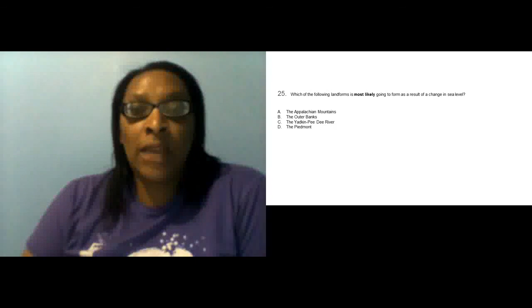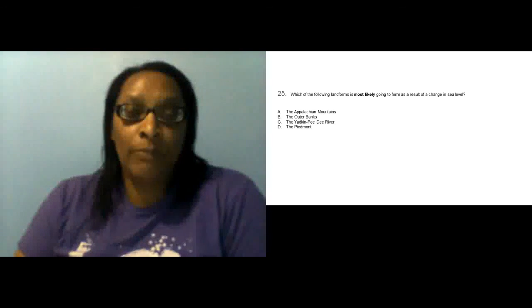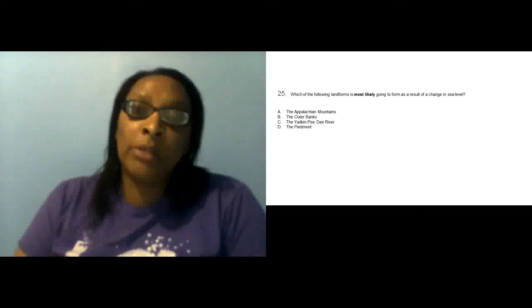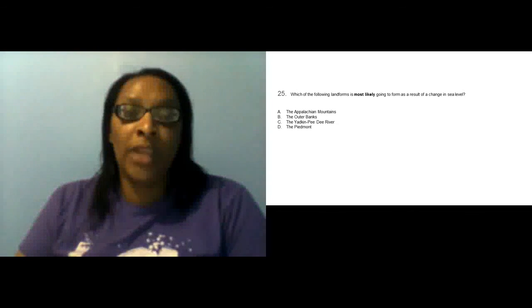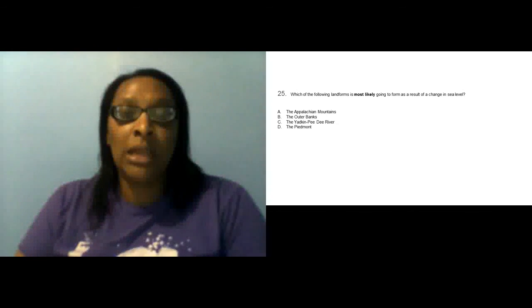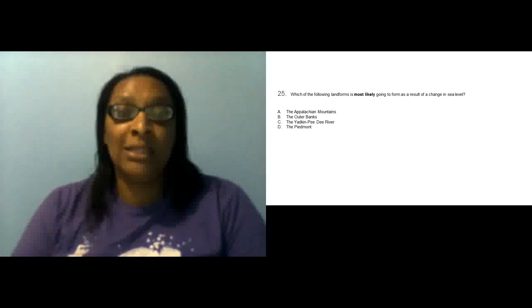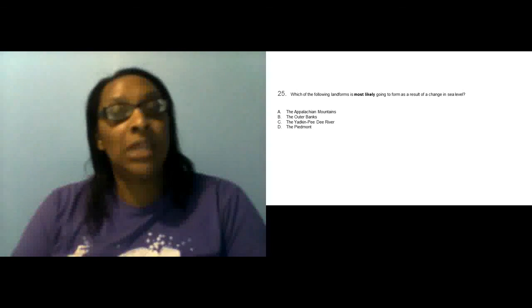25. Which of the following landforms is most likely going to form as a result of a change in sea level? A, the Appalachian Mountains. B, the Outer Banks. C, the Yadkin Pee Dee River. Or D, Piedmont.